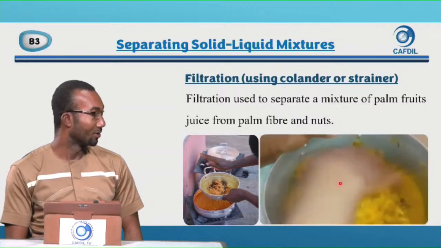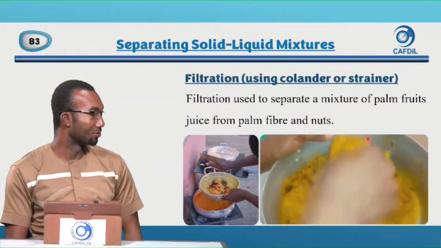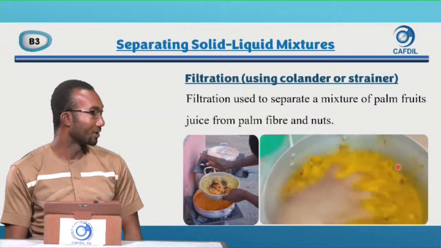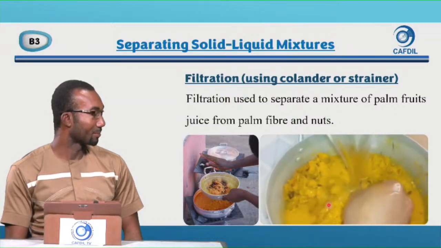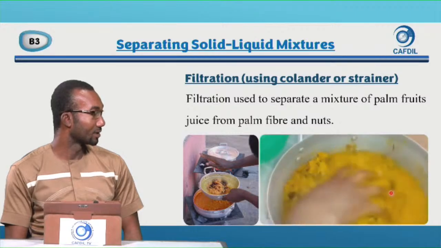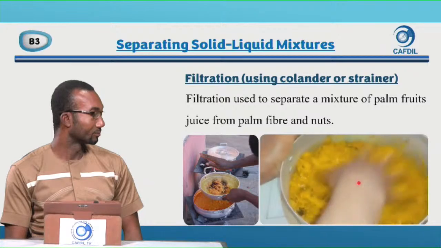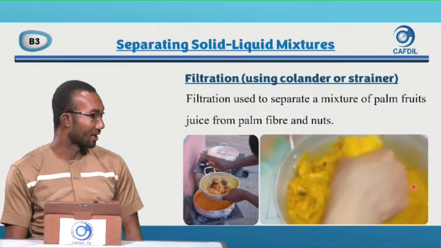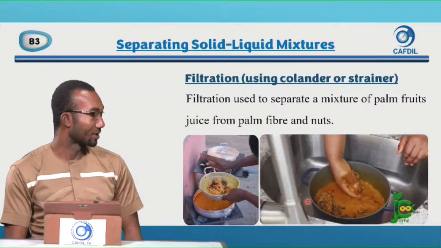Our mothers normally use their hands to do this mixture. So this is a mixture of pounded palm fruits and water. So you see, this is a mixture.